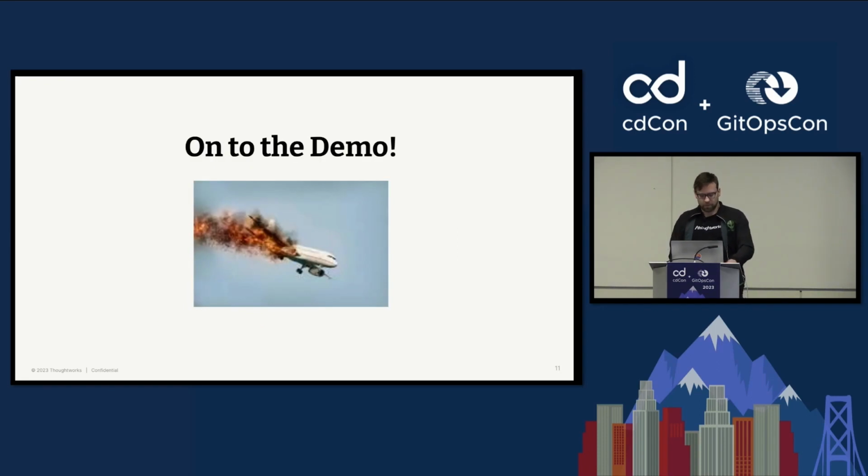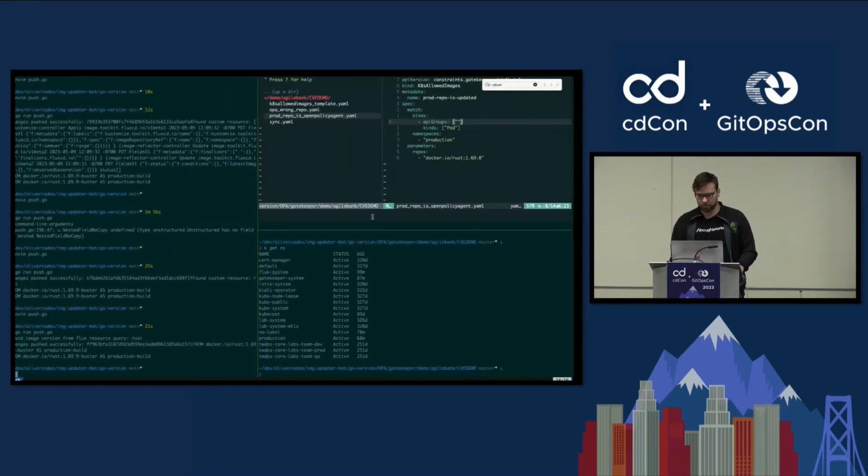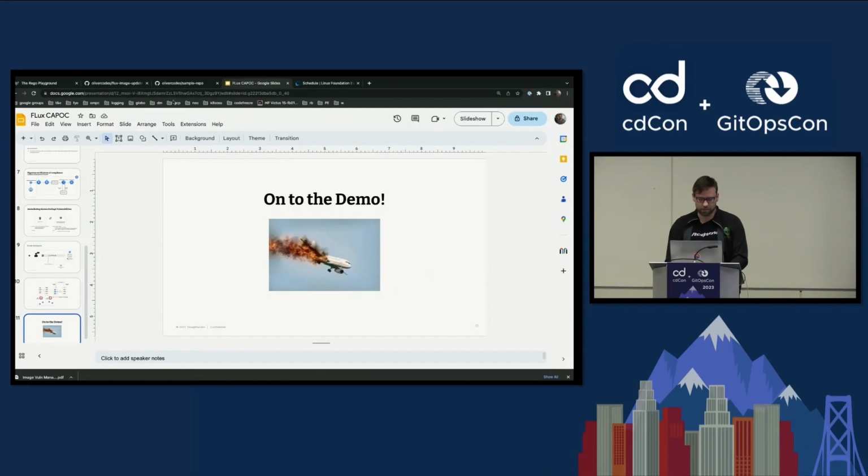So let's go to the fun part. And I put a crashing plane on there because demos never work. But we'll see how it goes. So the first part, we're going to auto-update some Docker images.